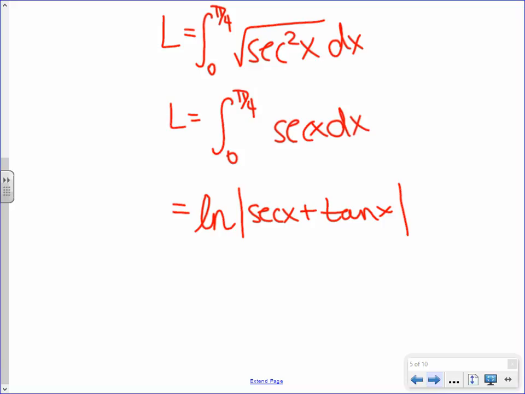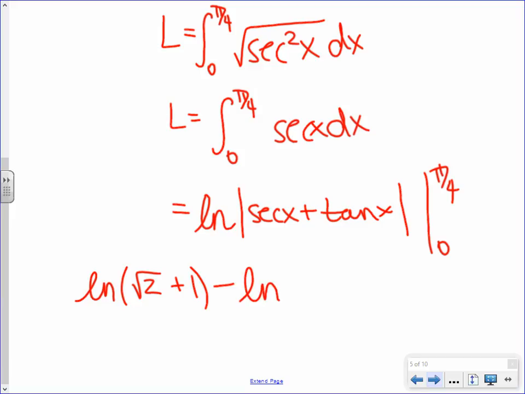So that's something you need to look up, because we can take the antiderivative of secant squared, but secant, not so much. Then we need to evaluate it from 0 to pi over 4. So we have the natural log of the secant of pi over 4, which is square root of 2, because it's 1 over radical 2 over 2, plus the tangent of pi over 4.